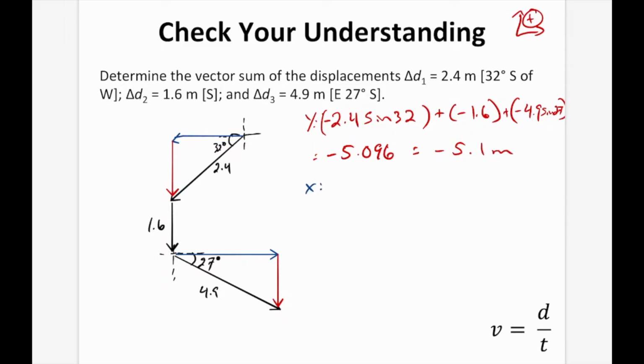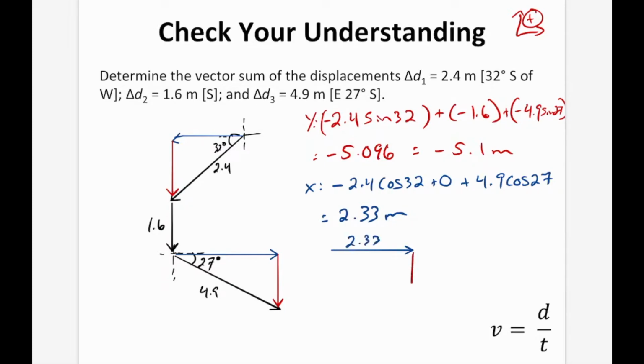Now for the x, similarly, we're going to go left first. So we're going to say negative 2.4 cos 32. Then it's 0. Then we're going to the right, so plus 4.9 cos 27. And when you put that in your calculator, you get 2.33 meters. Now we can draw our triangle. So now we have a positive x, so we're going right, and a negative y, so we're going to go down. So our triangle is going to look something like this.